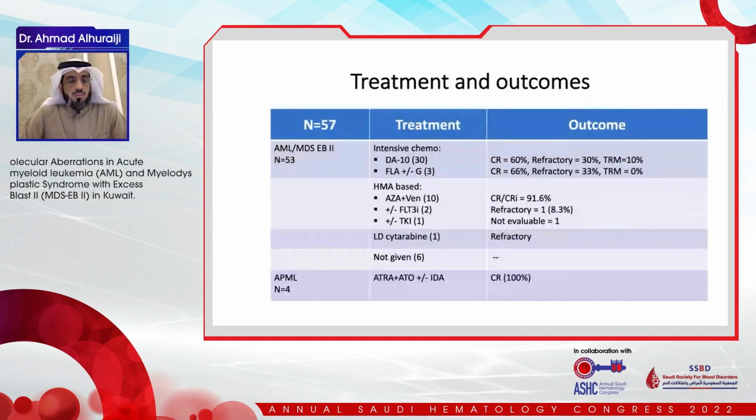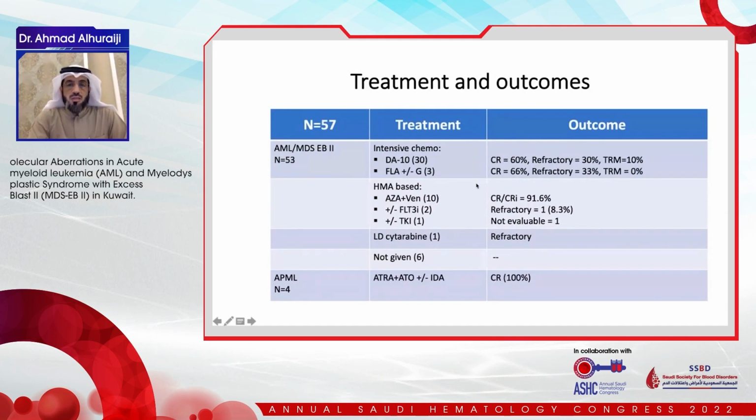If we look at the treatment outcome for patients treated for AML or MDS, we usually give them anti-AML therapy. We usually give the UK protocol, what we call DA 10, 10 days of cytarabine and 3 days of daunorubicin. Or sometimes we go to FLAG, and this is mainly if the patient has some cardiac abnormalities.